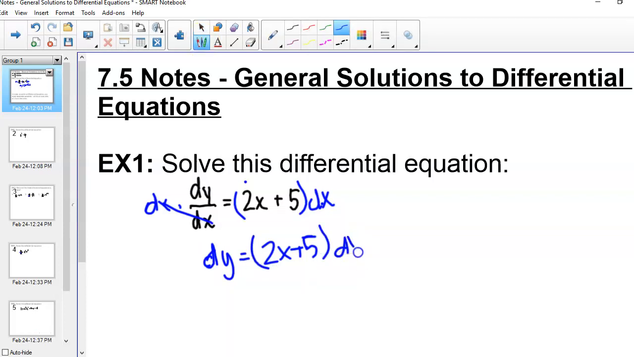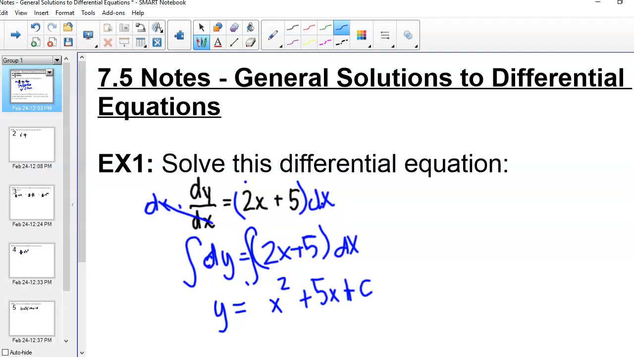times dx. So now, we didn't ever say this before, but what we did there is we separated the variables because everything with a y is on the left side and everything with an x is on the right side. And so once we separate those variables, then we can integrate both sides. So y equals, we're just going to integrate here, so that'll be x squared. 2 divided by 2 is 1, so we don't have to write that 1 out front. And they'll have plus 5x plus c. So this is our solution to our differential equation.